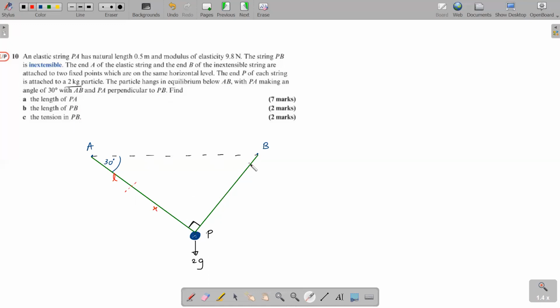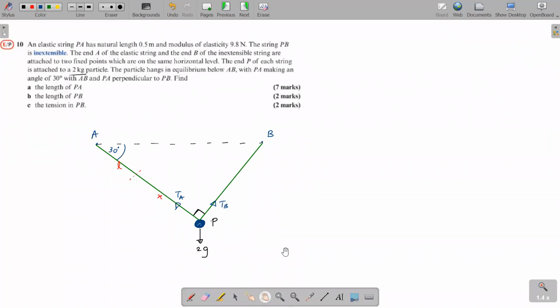First, shall we mark all the forces? There are two strings, and each string must have its own tension. I'll mark this tension A at the end A, and this one tension B. Remember, tension A you get from the elastic string, so we can apply Hooke's law. Can I apply Hooke's law for tension B? No. That's really important. You should not use tension B as λx over L.